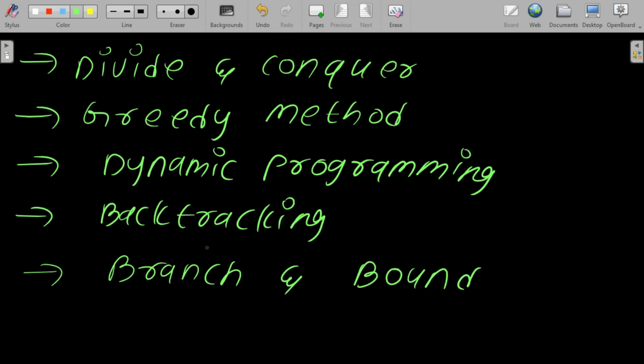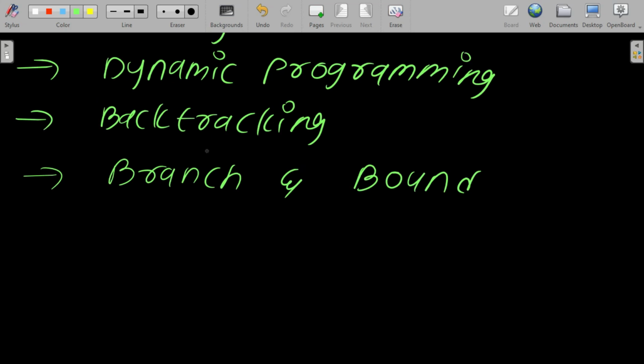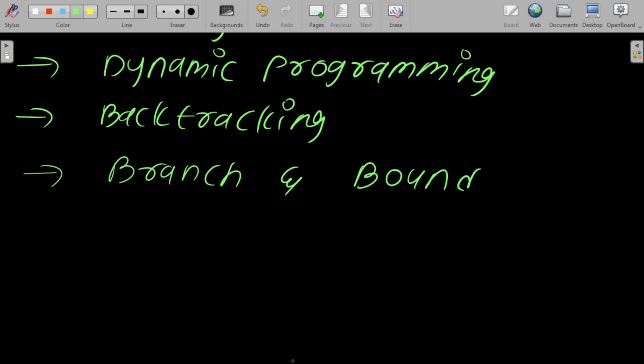The fifth one is backtracking. It means exploring solutions and returning when a path fails. An example is the N-Queens problem. The sixth one is branch and bound. We use it for optimization problems. It means searching intelligently while avoiding unnecessary paths.